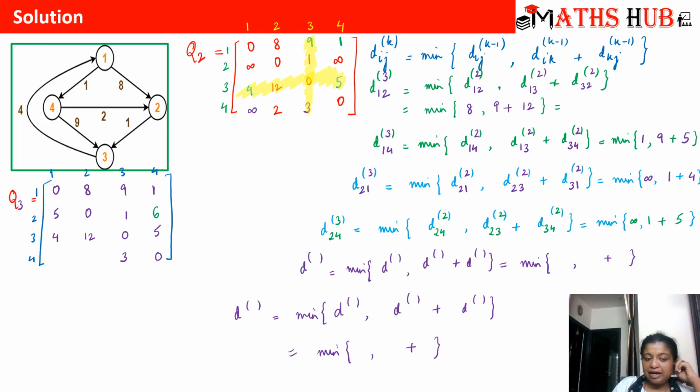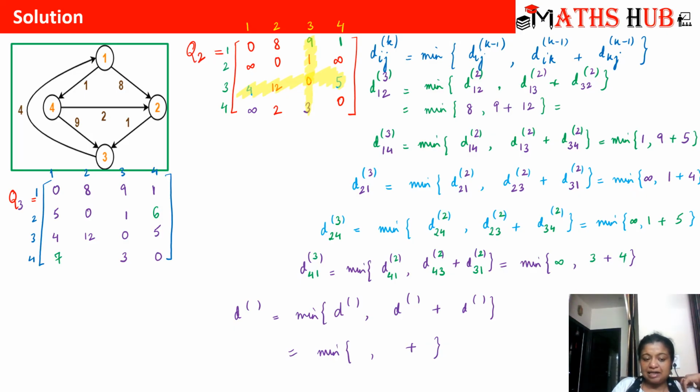Now let us calculate D41. How much is D41 in the new matrix 3? It is D41 in the previous matrix, D43 in the previous matrix 2, and then we have D31 in the previous matrix 2. So how much is D41? It is infinity. How much is D43? It is 3. How much is D31? It is 4. So your answer is 7.